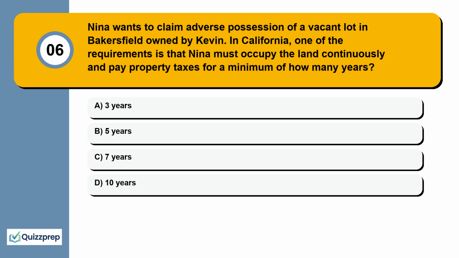Question 6. Nina wants to claim adverse possession of a vacant lot in Bakersfield owned by Kevin. In California, one of the requirements is that Nina must occupy the land continuously and pay property taxes for a minimum of how many years? 3 years, 5 years, 7 years, 10 years.